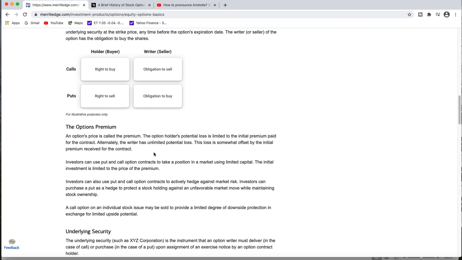But it's no problem because whether it goes up and down, that's on you. Okay? Because you want to keep that stock, or you want that stock. That's why you got into it. And investors can use put and call options to take positions in a market using limited capital. The initial investment is limited to the price of the premium.